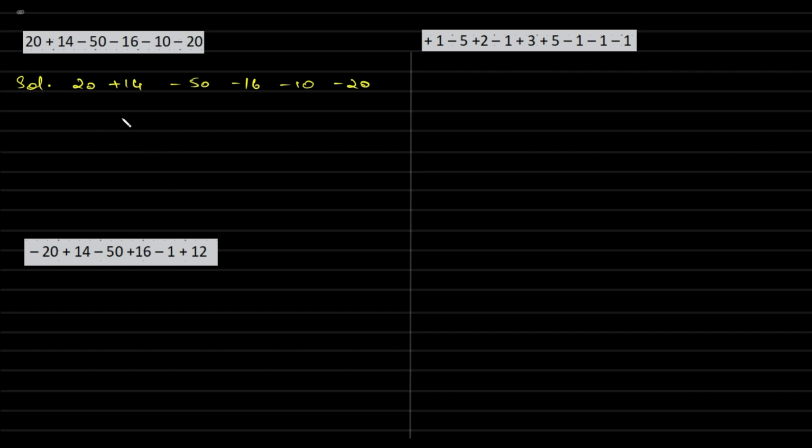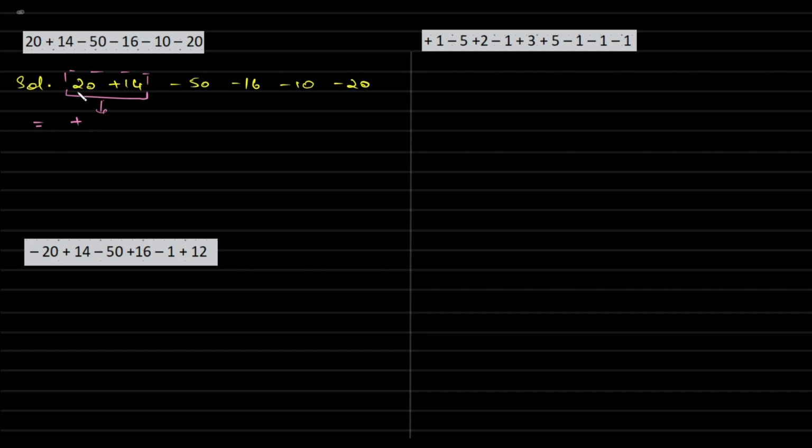Okay, so everyone, what should you do? Group the terms which have the same sign. So 20 and 14 are with the same sign, that is positive sign. So what should you do post this? Think that these are the only two numbers out there and nothing else is there. Should you add them or subtract them? Right? The operation is addition because the sign is the same.